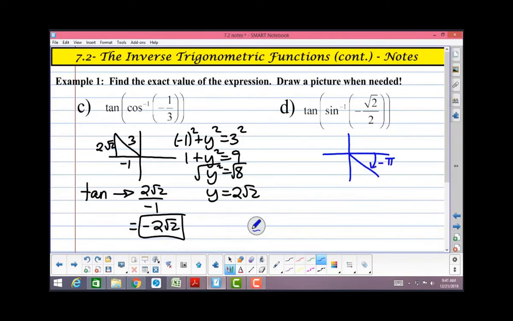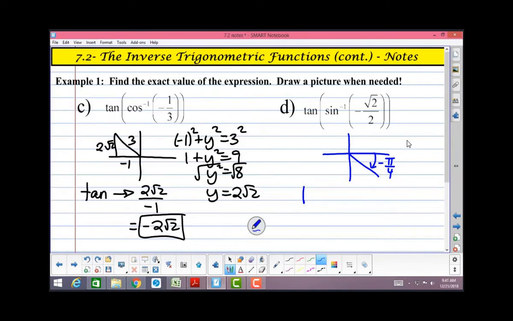And because it's in the fourth quadrant and it's negative root 2 over 2, I know that that angle is going to be negative pi over 4. I know the places where the sine and the cosine are root 2 over 2 are in the pi over 4 family. And remember, for sine, if it's negative, you actually have to go this direction because the answer is between negative pi over 2 and pi over 2. So the answer is negative pi over 4.